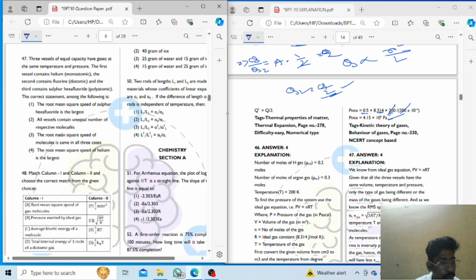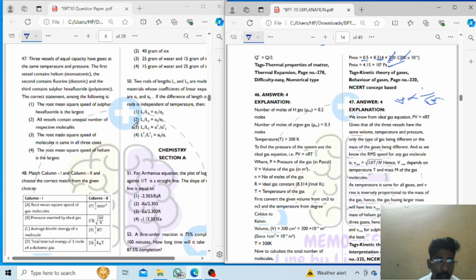Root mean square speed of the gas molecule, this is root 3RT by M. Pressure exerted by the gas, this is 1 by 3 mN v square by V. Average kinetic energy of the molecule is also 3 by 2 kBT. Okay, 3 by 2 kBT, that is what we discussed. Total energy of 1 mole of atoms is 5 by 2 RT, that means the degrees of freedom is 5.